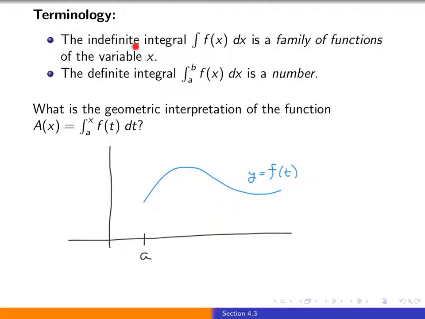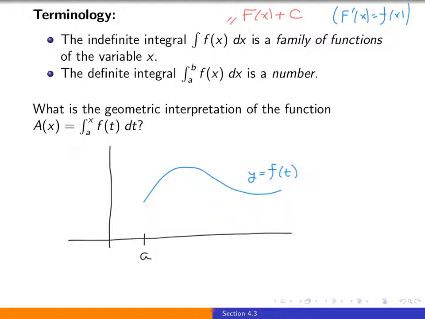The indefinite integral of a function, i.e. antiderivative, is a family of functions of the variable x. So as a reminder, typically we might think of this as being big F of x plus c, where big F of x is any antiderivative of little f, that is to say big F prime is equal to little f, and c is any arbitrary constant. Because c can be any constant, this is an infinite family of functions.